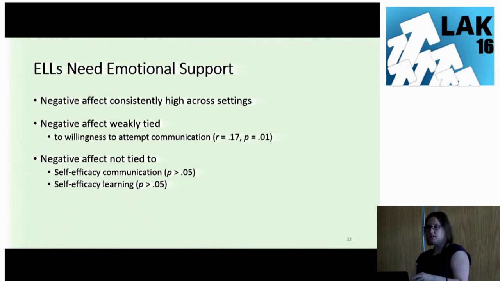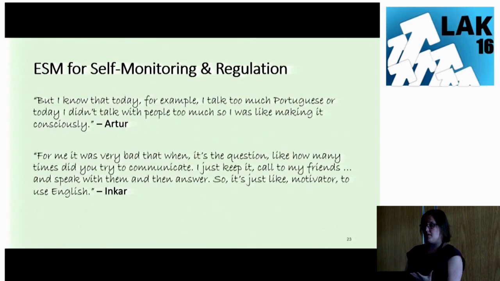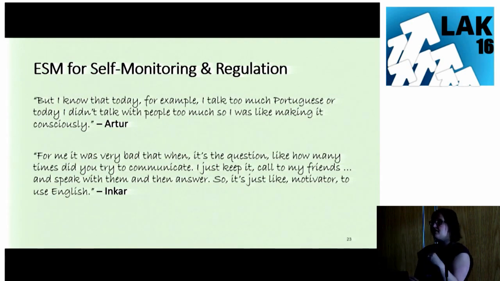If we go beyond their need for emotional support, which is indicated by this, both in class and out of class, but especially out of class, we also see that this tool could be used by them for their self-monitoring and regulation. And this is one of the things that surprised me. I knew it was possible that it would influence their perceptions of themselves, but they actually actively used it to monitor what their behaviors were, and in some cases for Inka, to adjust her behaviors.